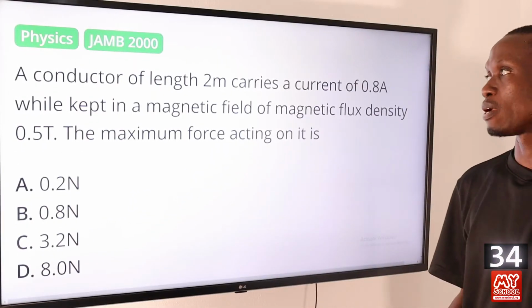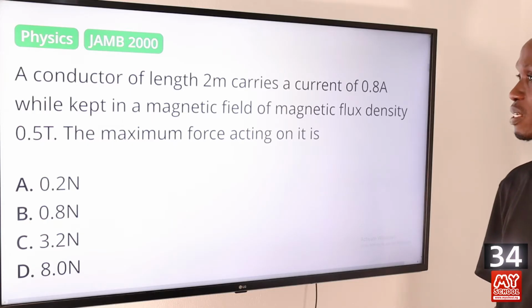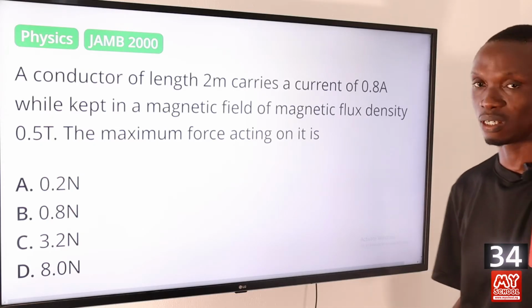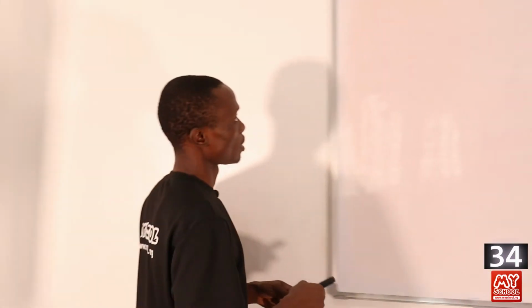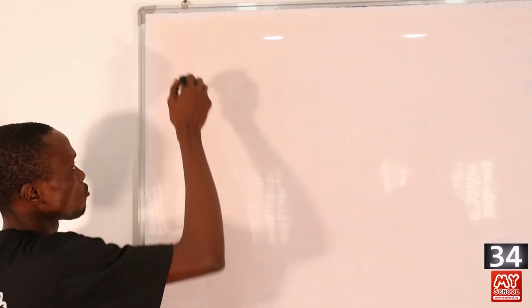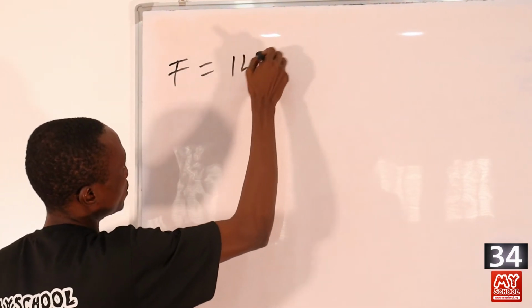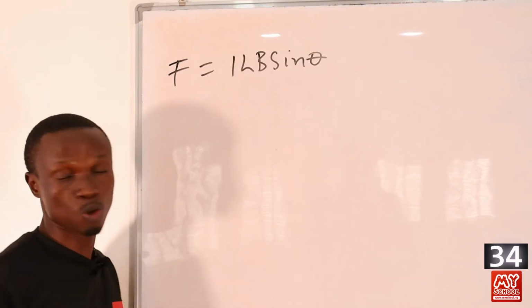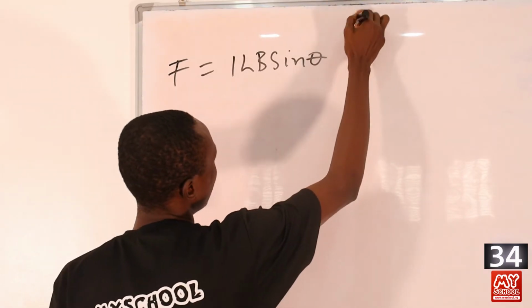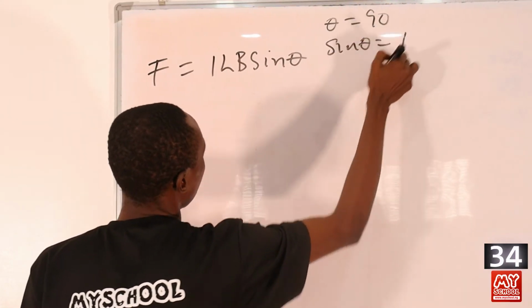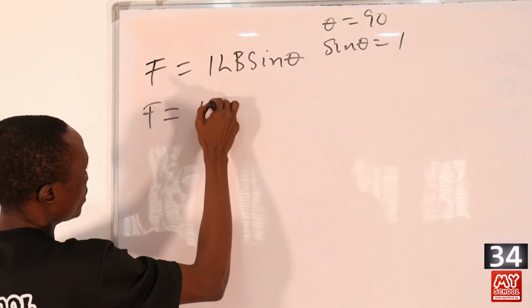75%. Question 34. A conductor of length 2 meter carries a current of 0.8 ampere while kept in a magnetic field of magnetic flux density 0.5 Tesla. The maximum force acting on it is, so let's return back to the board to solve the problem to this question. So the force acting on the conductor is given as F is equal to ILB sine theta. But for the force to be maximum, then theta must be equal to 90 degrees. So sine theta is equal to 1. So that F now becomes ILB.